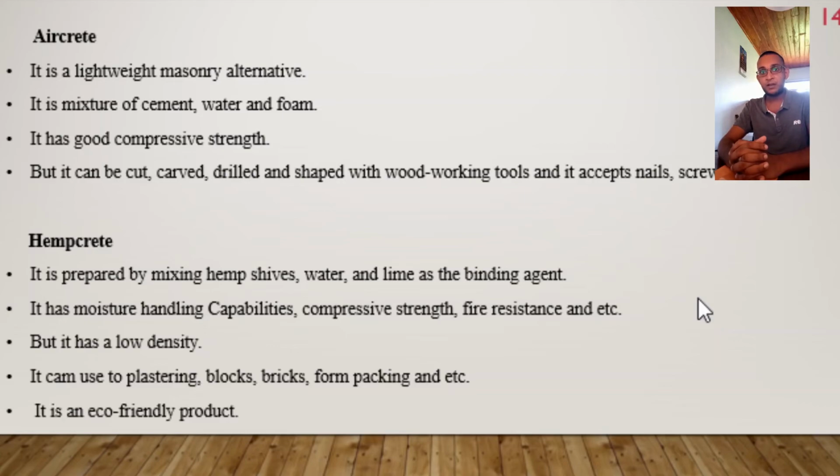Hempcrete is our alternative product for cement-based concrete. It is a mixture of hemp shives, water, and lime as the binding agent, and it has a moisture handling capability, compressive strength, fire resistance, and etc. But it has low density, and yeah, it is an eco-friendly product also, and we can use it for many things in construction field. So we thought to get it as our alternative product.